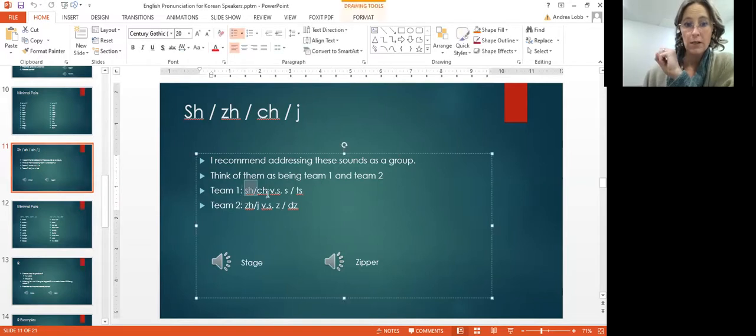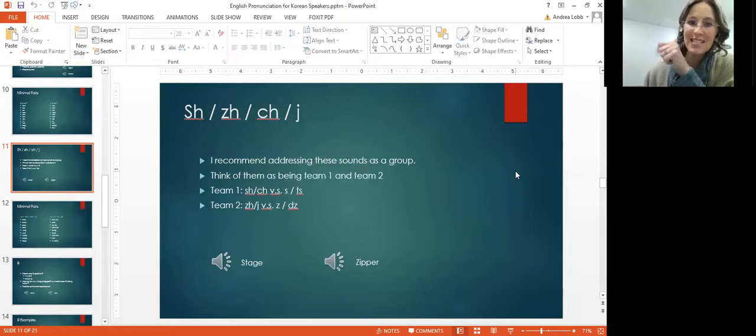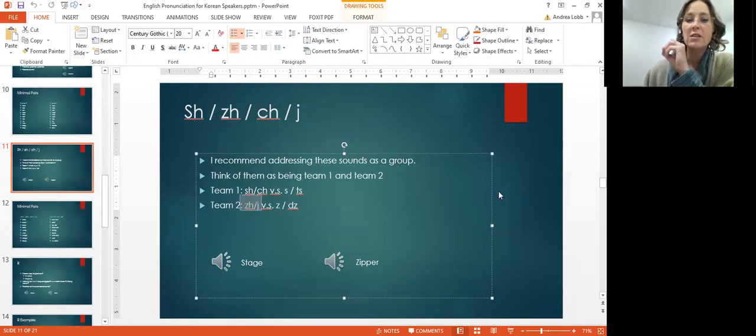Team one is sh and ch versus s and ts. So sometimes this sh will usually turn into more of an s-like sound, and the ch will either be an s, a t, or a ts kind of combination typically if it's not produced correctly. And then team two is the zh and the j.